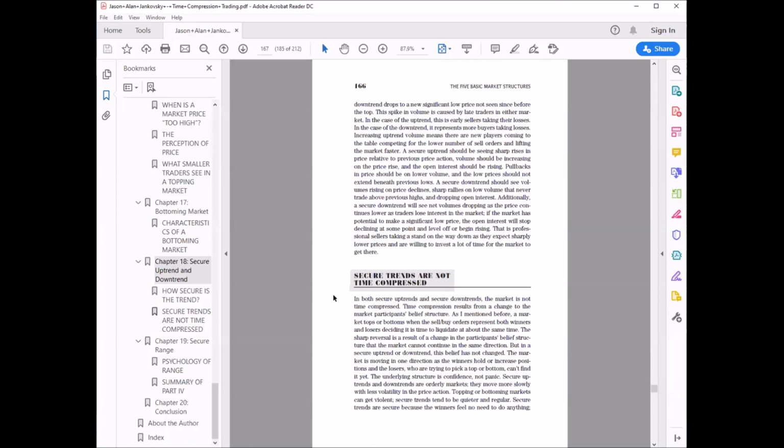But what he says here is that in secure uptrends and downtrends, the market is not time compressed. Time compression results from a change to belief structure. That's what we talk about when we see we're going up in a trend and we hit that pole, we wind it up like a spring and we coil up. That's the market getting time compressed.